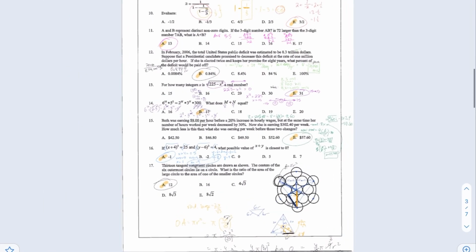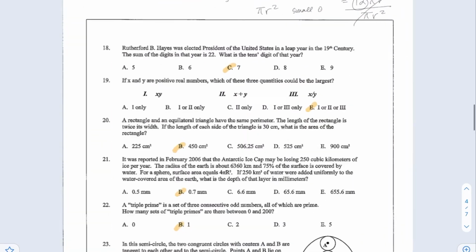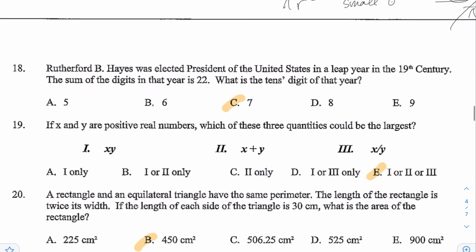And here's a summary for this page. Next, for number 18, Rutherford B. Hayes was elected president of the U.S. in a leap year in the 19th century. The sum of the digits in that year is 22. What's the 10th digit of that year?